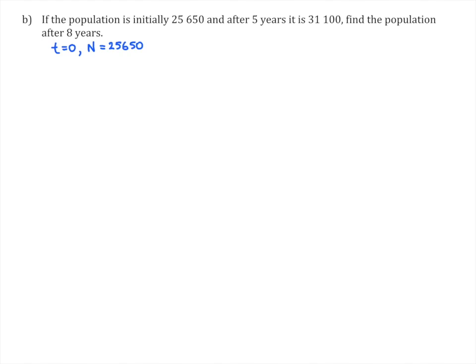Now the next thing we need to do is keep reading. If the population is initially 25,650 and after 5 years it's 31,100, well that means after 5 years, when t is 5, the population is 31,100. Find the population after 8 years. So when time is equal to 8, what is the population? So I've broken that question into 3 separate parts.